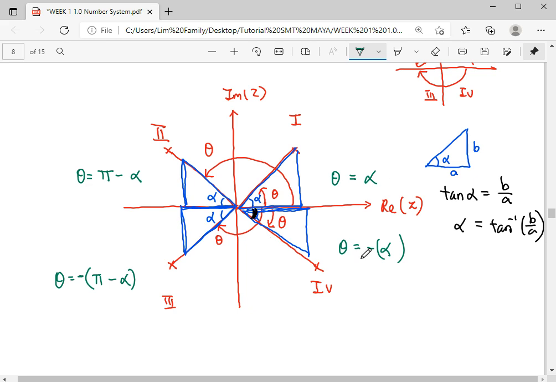So there will be a difference: the angle at the first quadrant, the angle at the second quadrant, the angle at the fourth quadrant, then the angle at the third quadrant. For the angle at the first and second quadrant, the answer will be positive. For the angle at the third and fourth quadrant, the answer will be negative, because it indicates that the angle is open in the opposite direction. So this is how we get our argument.